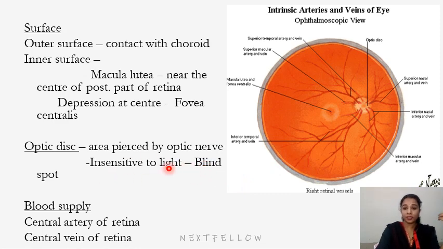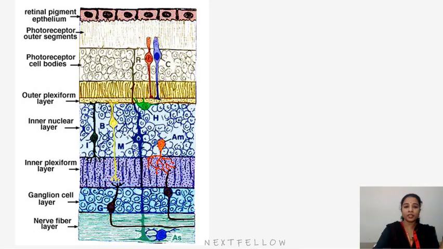And blood supply to the retina is mainly by the central artery of retina, which is an example of an end artery. So if there is any thrombosis or block in the central artery of retina, the person goes blind, and it is drained by central vein of retina. So these are the layers of retina. It is a schematic image for us to understand the several layers.